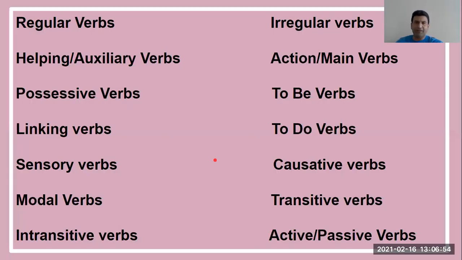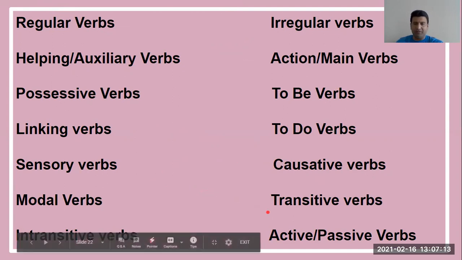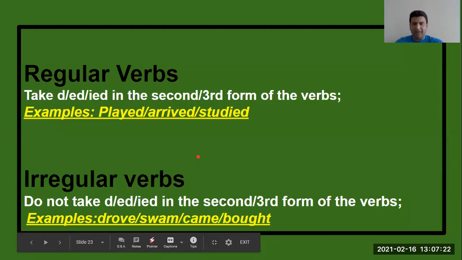So let's discuss the types of verbs. They are regular verbs, irregular verbs, helping or auxiliary verbs, action or main verbs, possessive verbs, to be verbs, linking verbs, to do verbs, sensory verbs, causative verbs, modal verbs, transitive verbs, intransitive verbs, and active or passive verbs. So let's have a look at them in a little bit of detail.